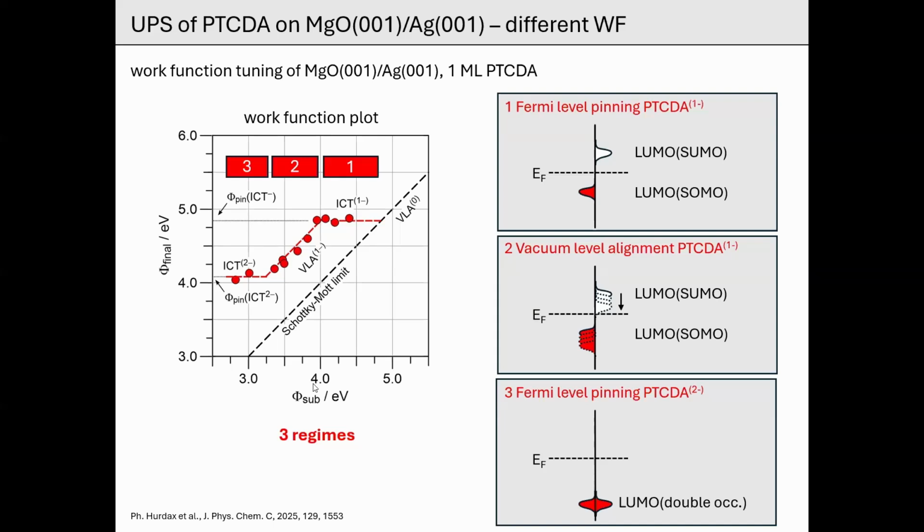So as we decrease the work function, we shift this LUMO level towards the Fermi energy. And once the SUMO level crosses the Fermi energy, we start doubly charging the molecules. And this happens then at this point. And here we again get to this Fermi level pinning regime where we then have the doubly charged PDCDA molecule. I think this shows quite nicely the concept and easy physics. Basically, in a parallel plate capacitor model, we transfer a single charge.